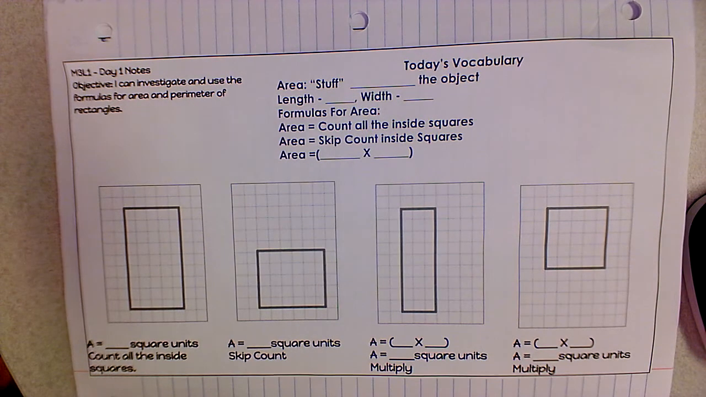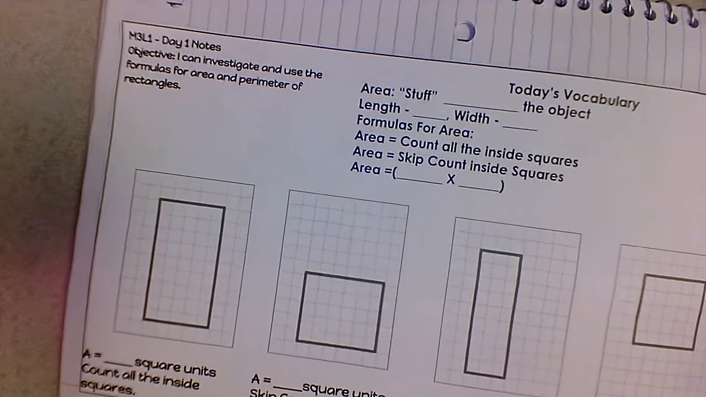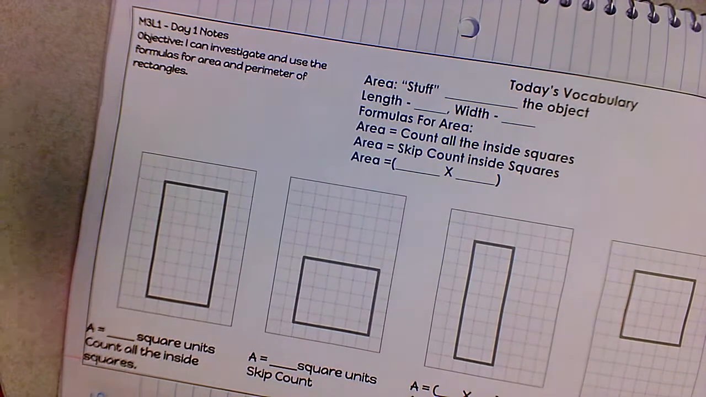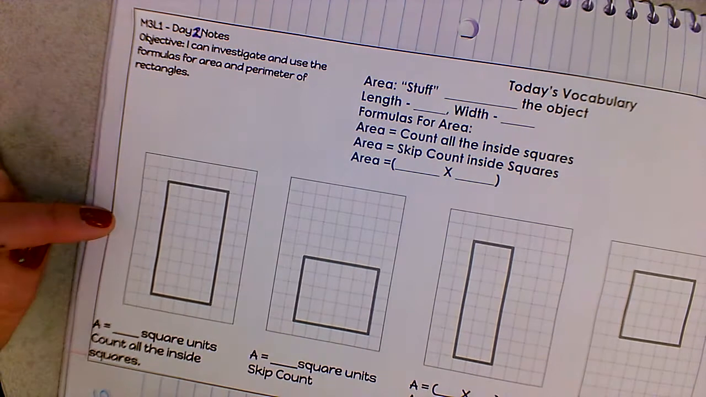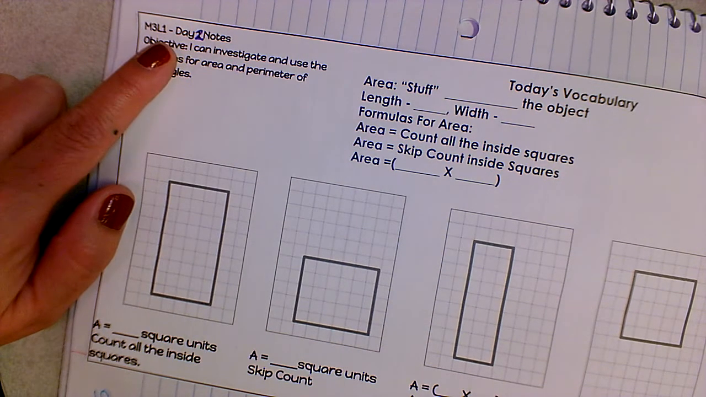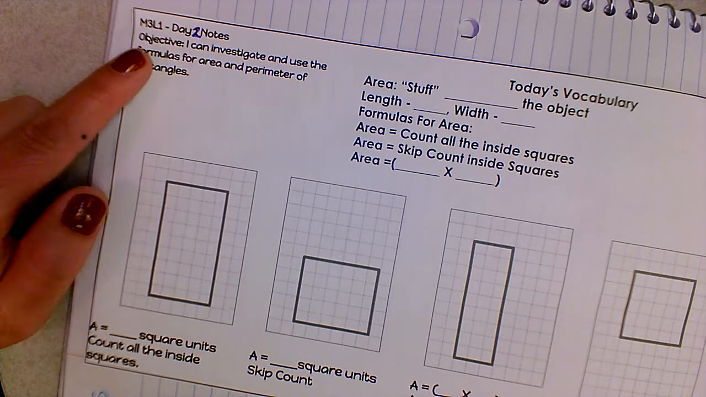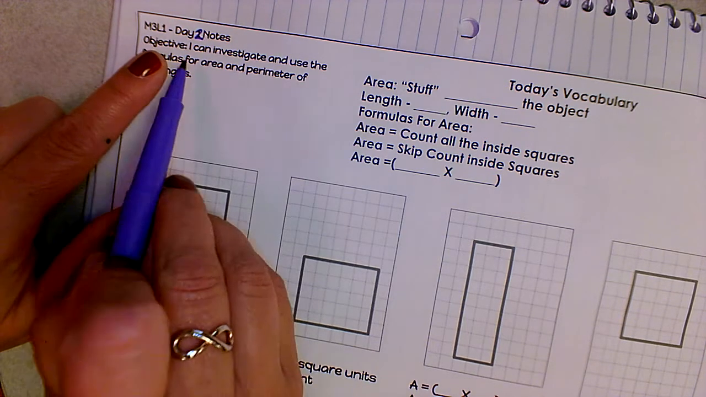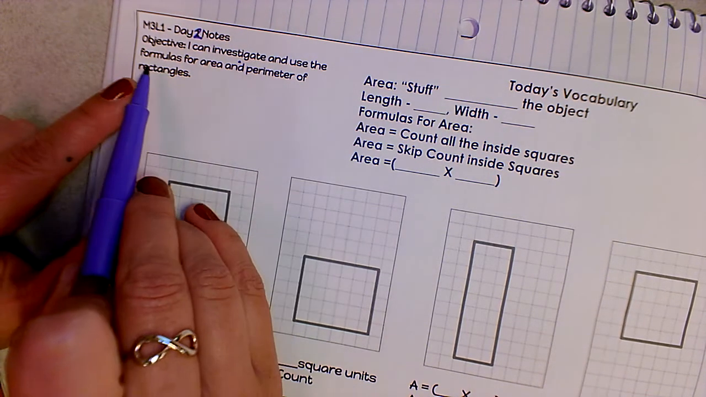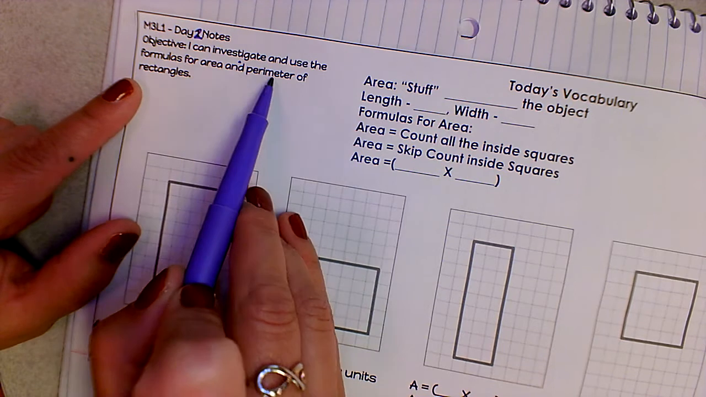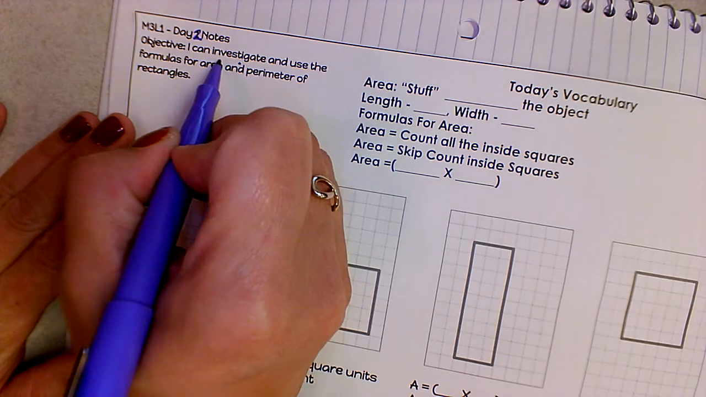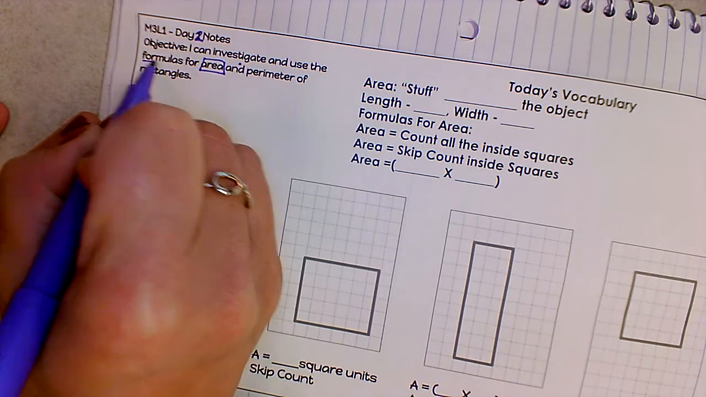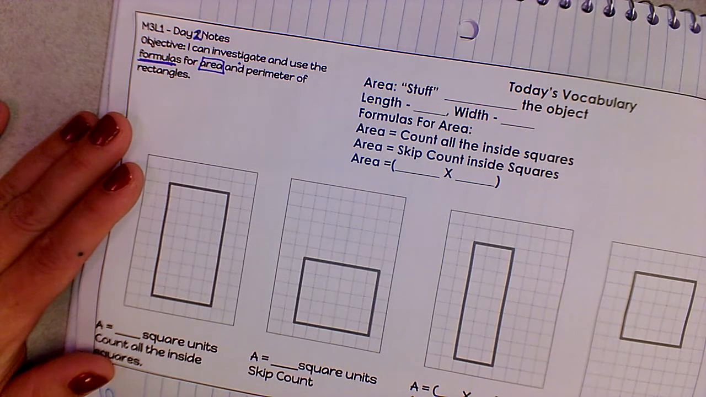So let's see how many of you already noticed my mistake. Did you notice it? It should actually say Day 2 there. So we are on Module 3, Lesson 1, Day 2 notes. And it says, our objective, I can investigate and use the formulas for area and perimeter of rectangles. Well, yesterday we did perimeter, so today we're going to do area formulas for rectangles.